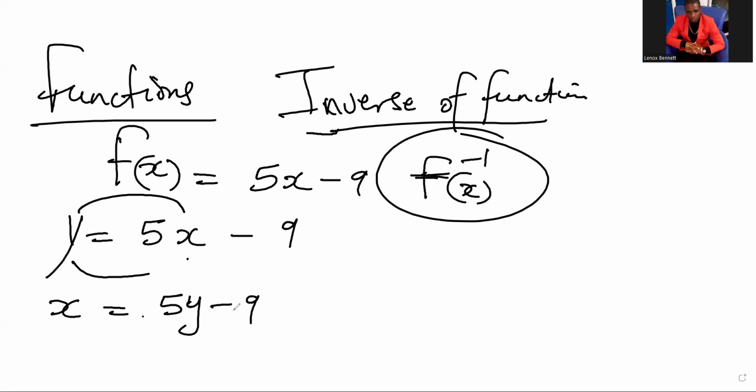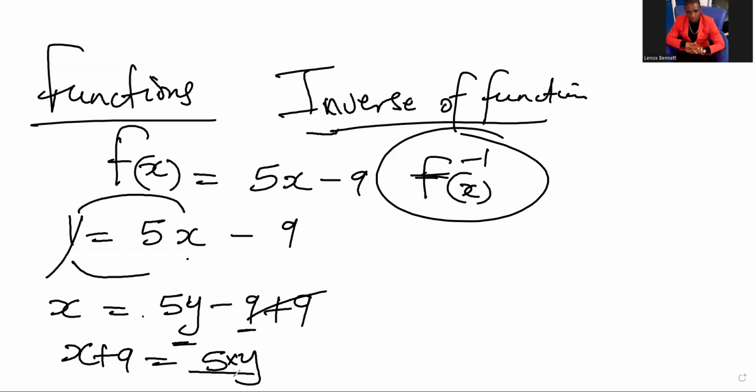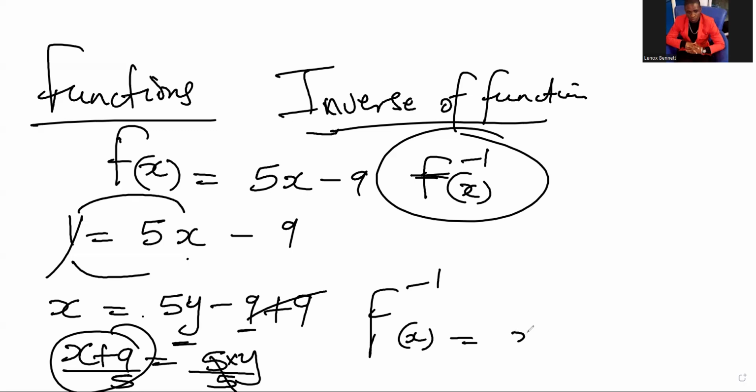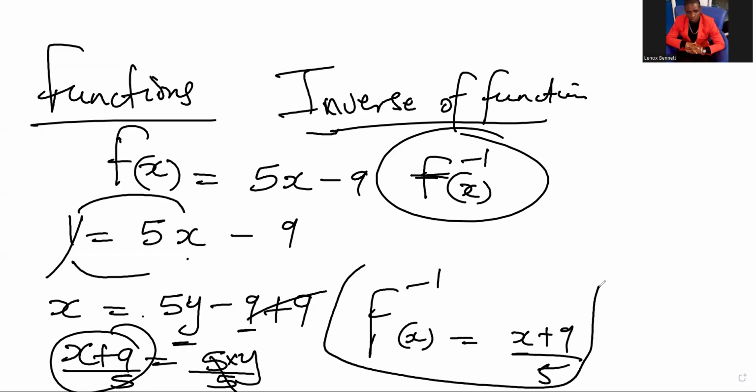And then we'll do the opposite of whatever is happening to y. So we want to get y by itself. First step, minus 9. What's the opposite? Plus 9. Anything you do to one side, you do to the next side. And of course, this is times, opposite of times, divide. Please write it like this though. The inverse of f is equal to x plus 9 over 5. So CXC can see, they are showing the answer.